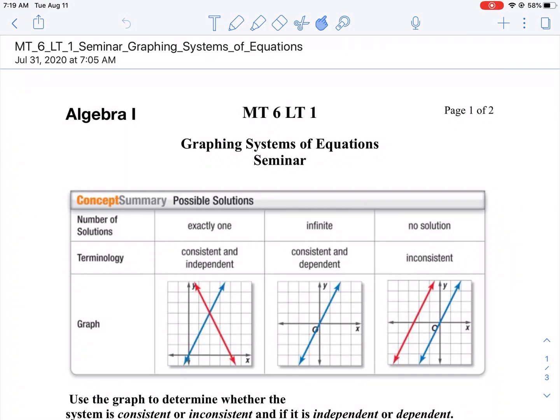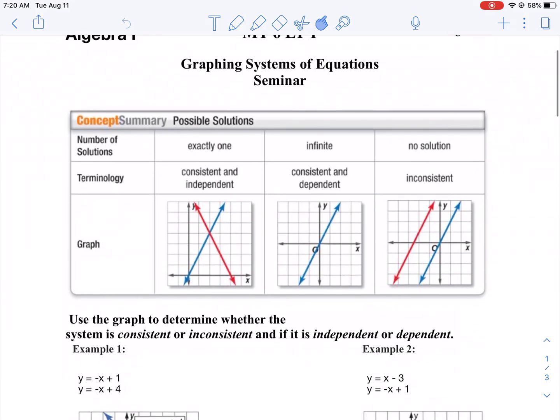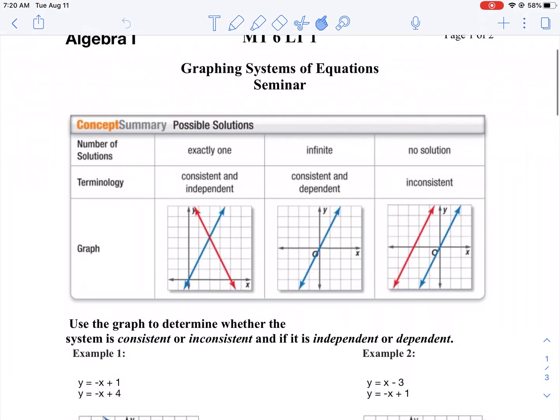Hello. In this lesson, I want you to determine the number of solutions a system of linear equations has, and I want you to solve the system of linear equations by graphing. Some vocabulary you're going to come across are a system of equations, consistent, independent, dependent, and inconsistent. And I think all of those vocabulary words show up in this first summary box.